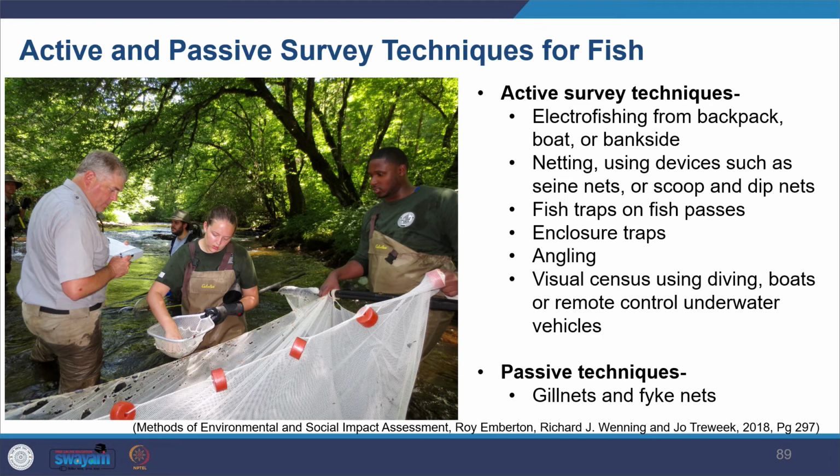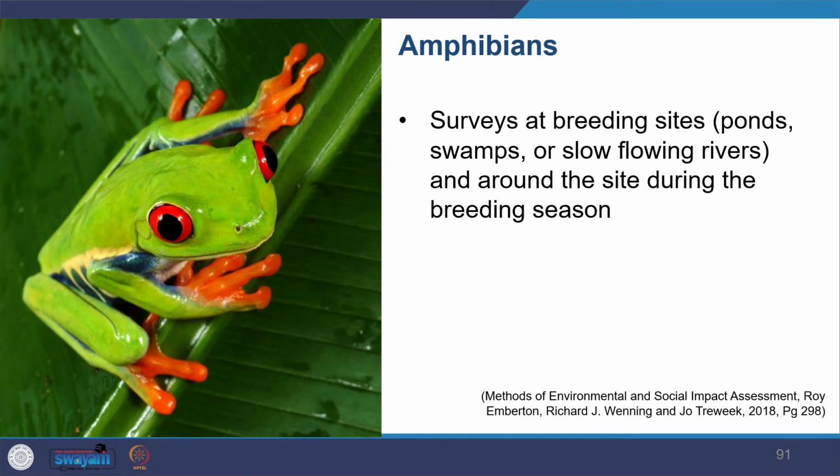Then you also need to look into amphibians. Amphibians use both terrestrial and freshwater or brackish habitats, and they would be found in both places. And then for the survey, you usually take it at the breeding sites, which can be ponds, swamps, slow flowing rivers. That is where you can really see them, and you might try to take the samples in the breeding season.